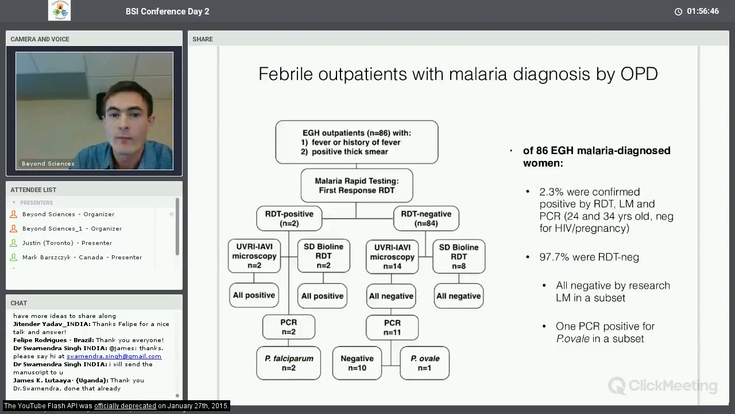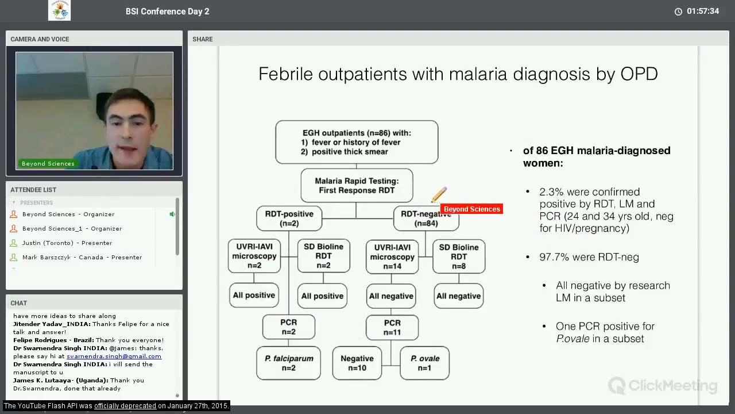So this is a flow chart showing you in more detail the test algorithm for the women diagnosed by the hospital with malaria. These 86 women were tested with malaria rapid diagnostic tests, which were approved by the World Health Organization, or met the criteria for malaria testing. Out of these 86 women, only 2 were positive on the rapid test, and both were confirmed as positive for Plasmodium falciparum when tested in a research lab using microscopy, but also PCR.